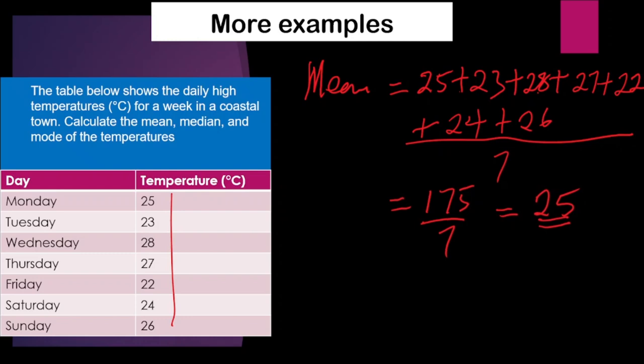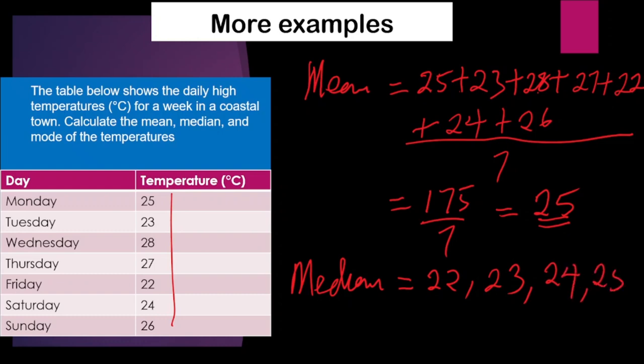Then what about the median? To calculate the median, we have to rearrange. So which number is the smallest number here? 22, followed by 23, followed by 23, followed by 24, 25, 26, 27, 28. So we have rearranged this.